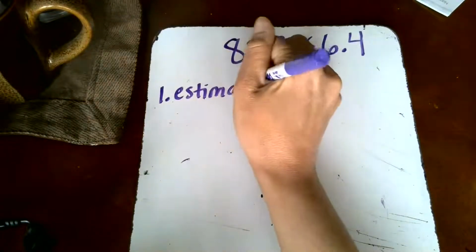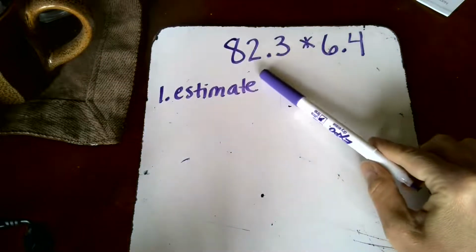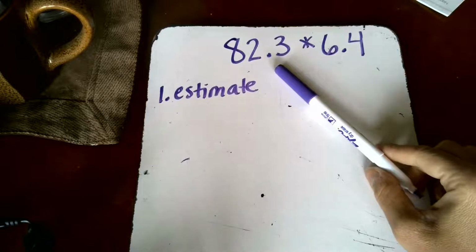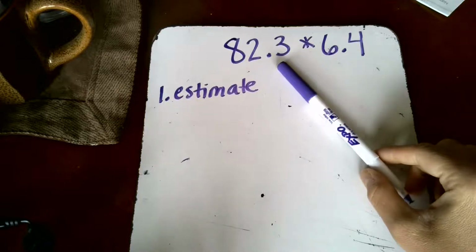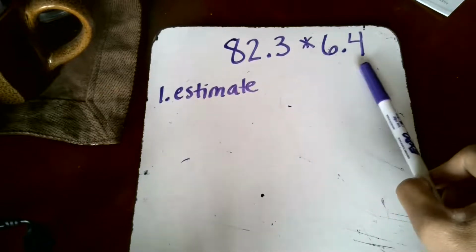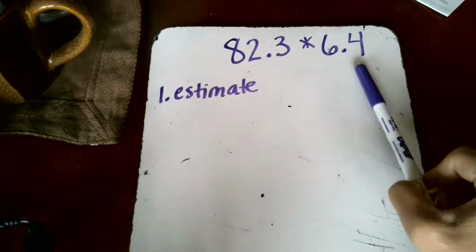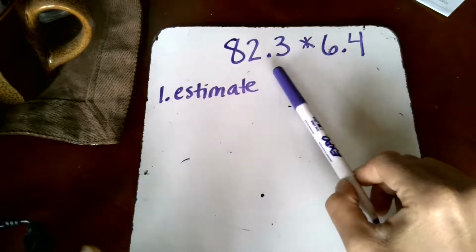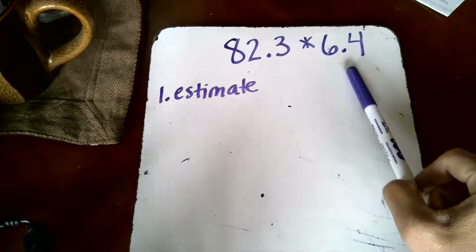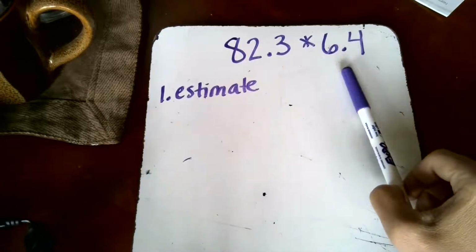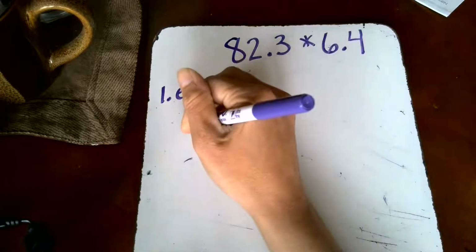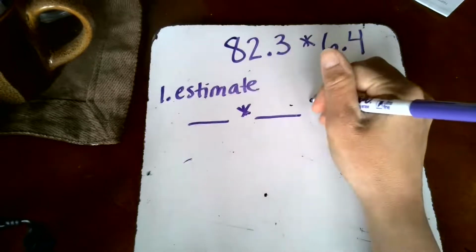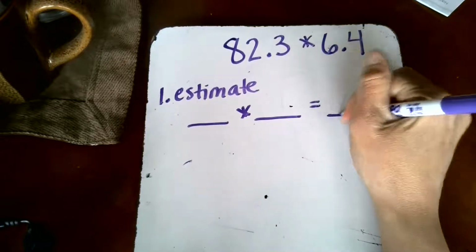So right now, I would like you to change 82 and 3/10 to the closest whole number, probably one that ends with a 0. And then change 6 and 4/10 to a whole number that you could multiply this number by in your head. You might want to change that to another one that ends with a 0. Okay, so go ahead and do that and get your estimate. You might want to pause the video so then you can check it with me.